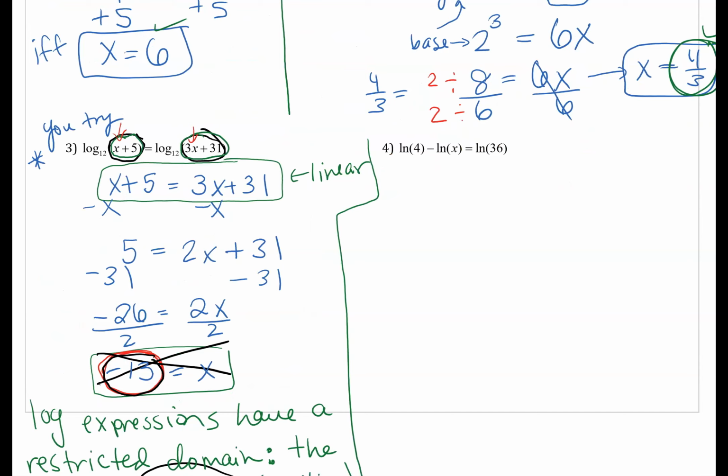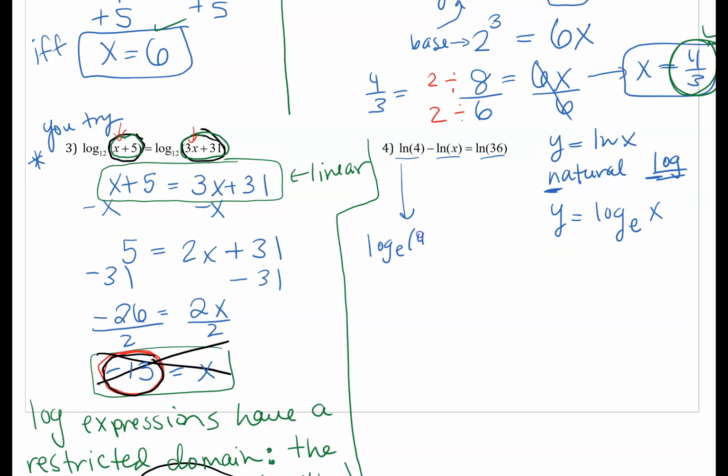So then moving along to number 4, you can see that this matches more of the option 1 type because each expression in this equation has a log. So don't forget that the ln of x stands for the natural log. So it is a log. It's just abbreviated with ln for natural log. But you could also understand it to be a log base e. So it really does follow all the same properties. In fact, maybe I'll rewrite it that way. So this would be a log base e of 4 minus a log base e of x equals a log base e of 36.